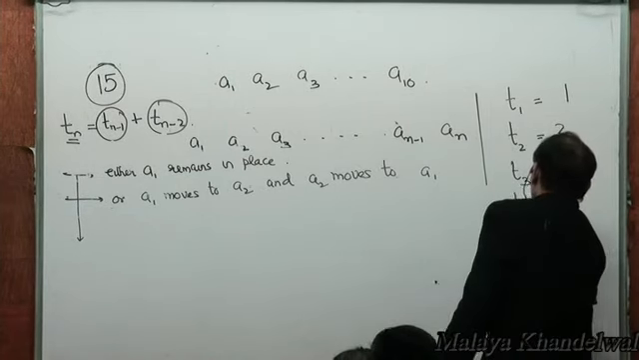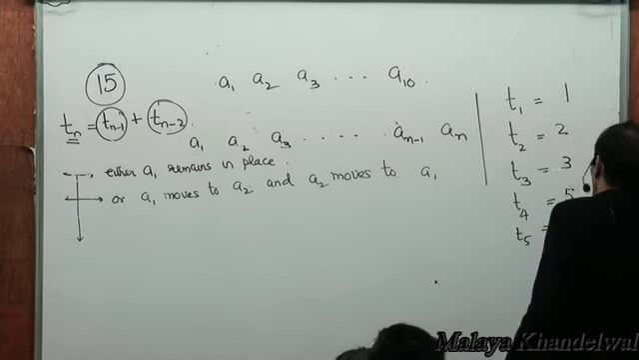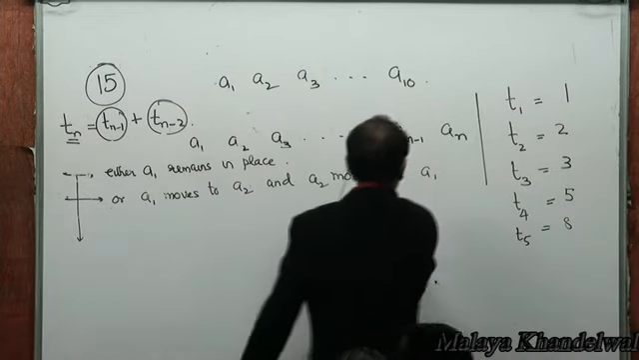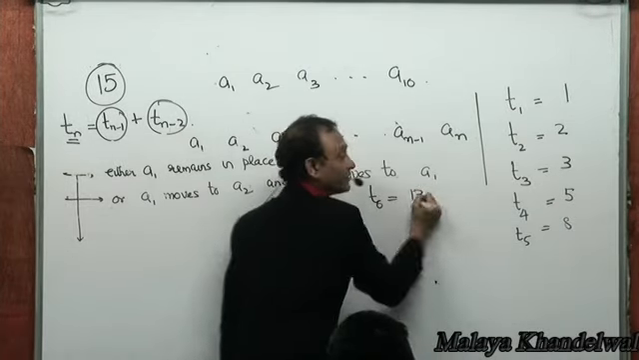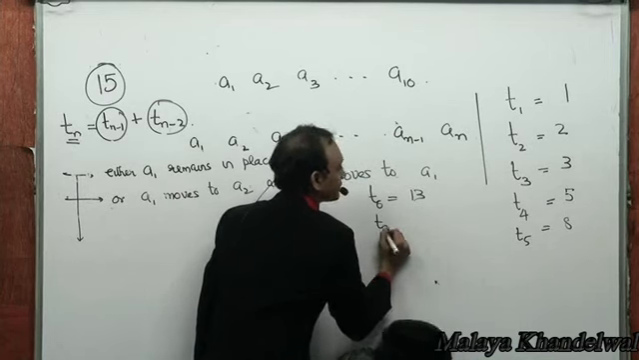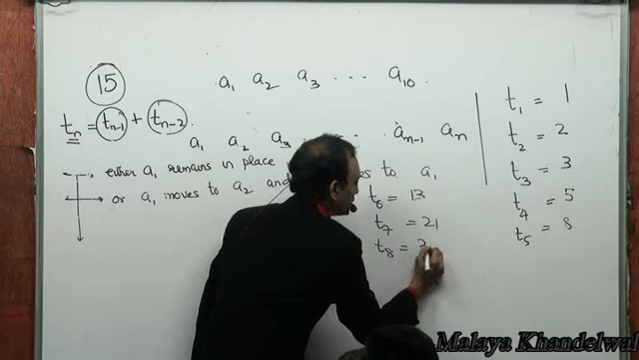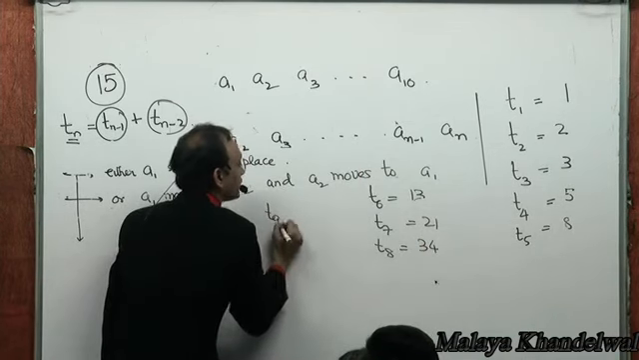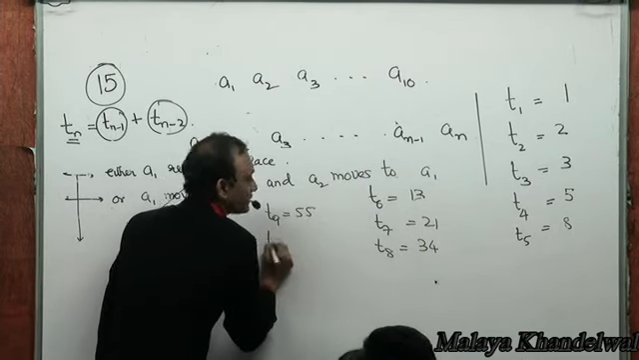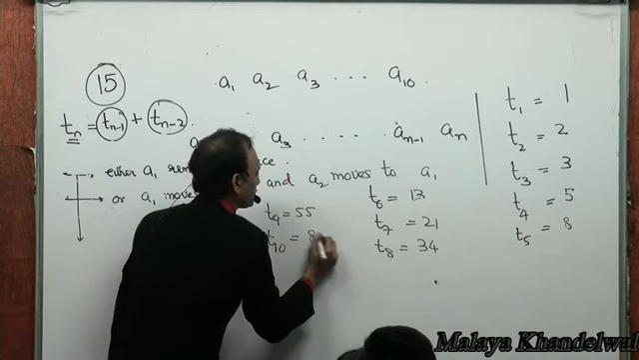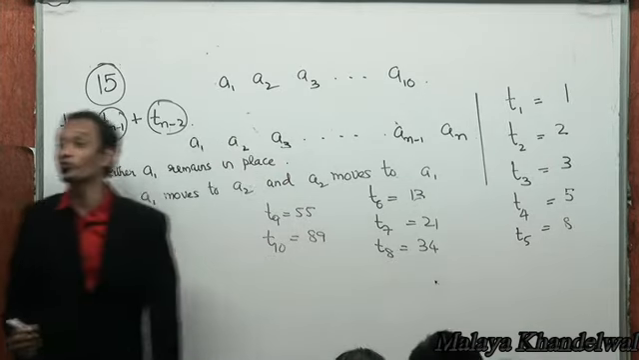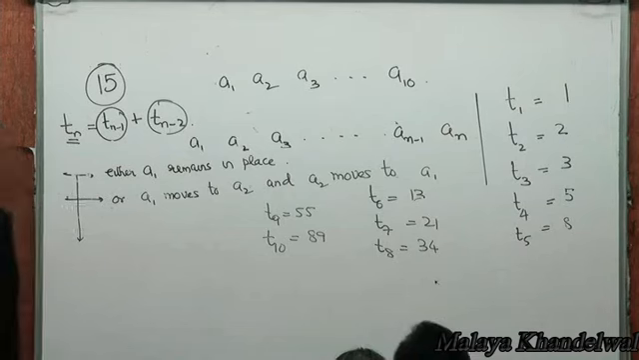5. T5 would be 8. T6 would be 13. T7 would be 21. T8 would be 34. T9 would be 55. T10 would be 89. T10 is what we were seeking to find. T10 is 89.